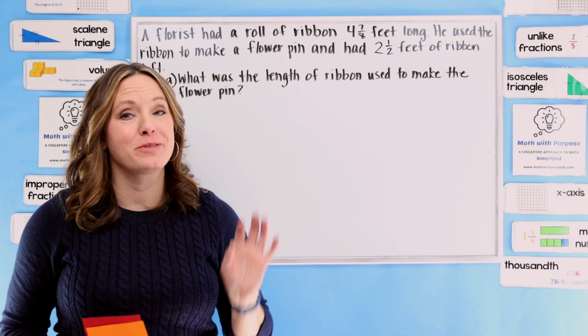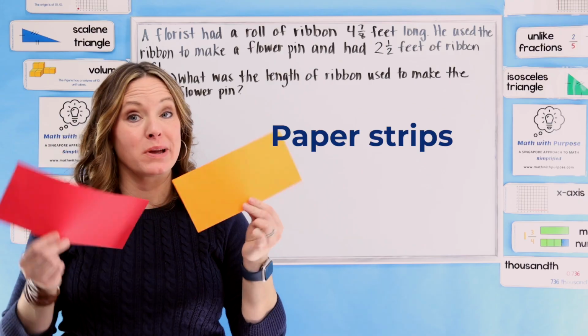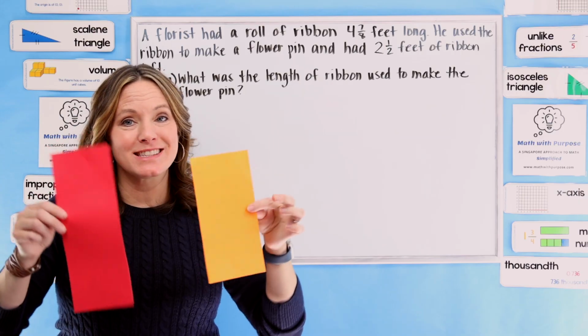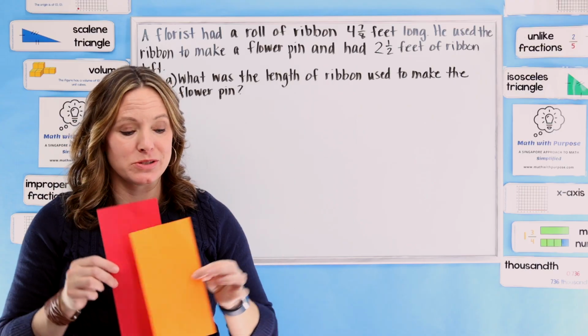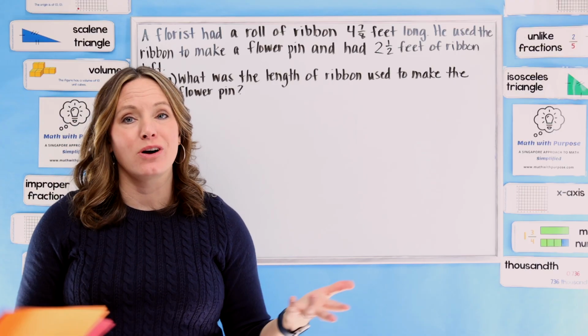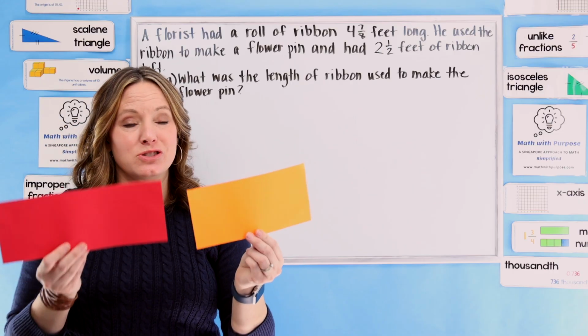For this word problem from Primary Mathematics 2022, Book 5A, I want to show you how to use paper strips to represent this problem to tell you what to do. This is a nice scaffold to help students go from concrete, pictorial models to solving it and deciding what to do. And I love using these as a simple tool.